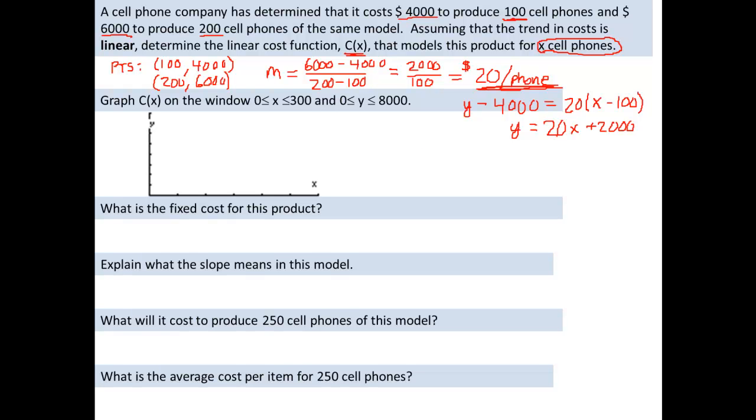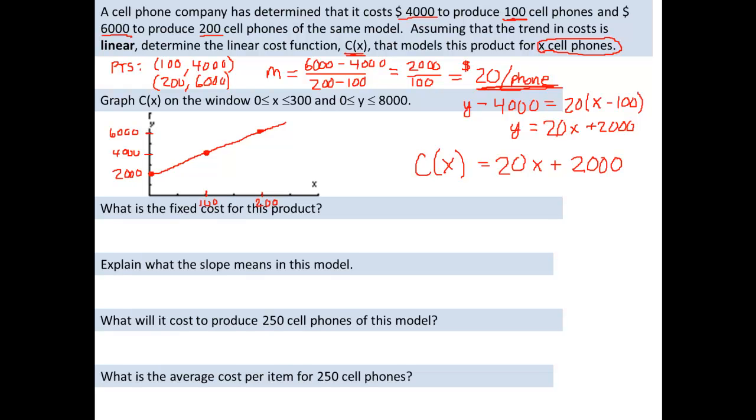Okay, so in answer to this first question, the cost function is $20 per phone times the number of phones plus $2,000. And if we look at the graph, the intercept is at 2,000, and when x is 100, the cost is 4,000, and when x is 200, the cost is 6,000. So here is this point, here's this point. We know the intercept, the slope here is 20, and so my line will look something like this.